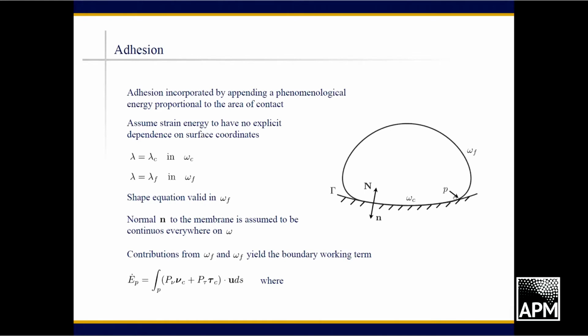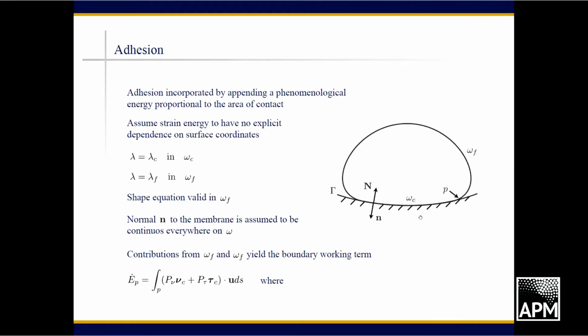And the perimeter is essentially the transition from the contacting to the non-contacting portion of the bilayer. And we must determine this contact region. We can use our residual virtual power statement by dividing the bilayer into two parts and regarding this perimeter as the common boundary of the two parts.